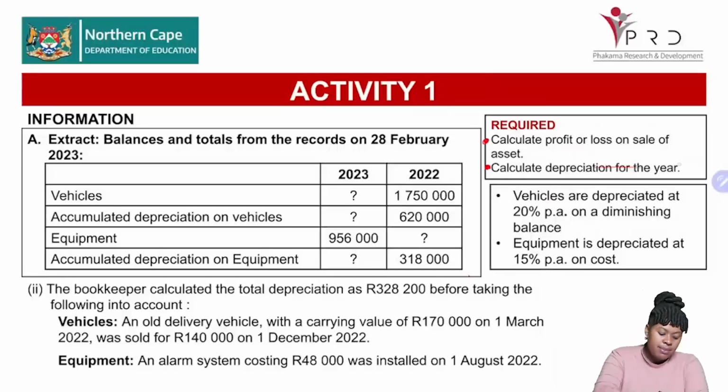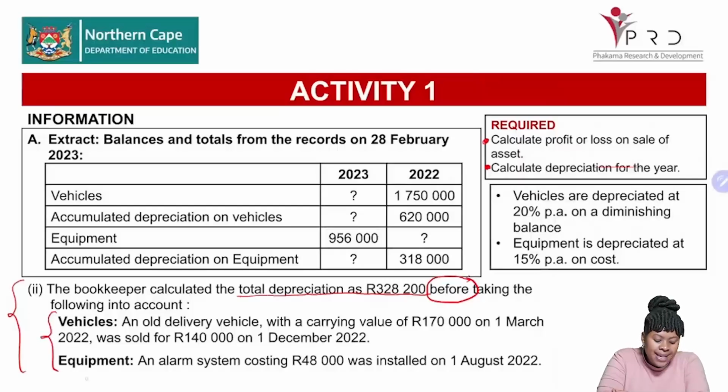All right. Then the examiner has given you information. The examiner says the bookkeeper calculated the total depreciation as 328,200 before taking the following into consideration. It means that these two transactions have not been taken into consideration when they were calculating this total depreciation. So what are you doing, grade 12s? You are adjusting the total depreciation. Then you will see they've given you the depreciation methods and you are going to calculate that.